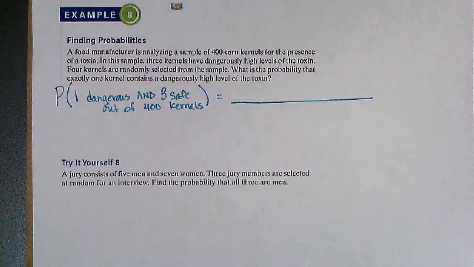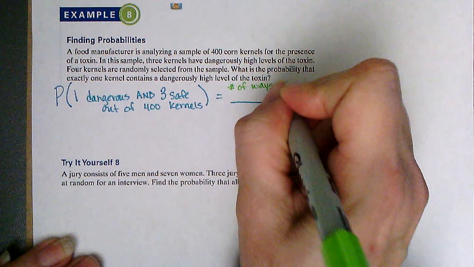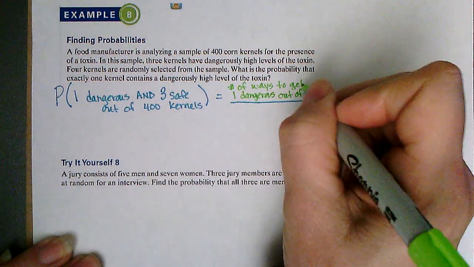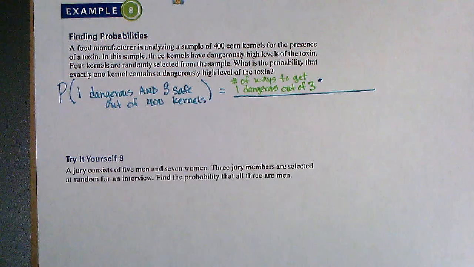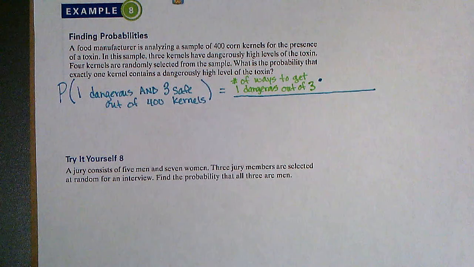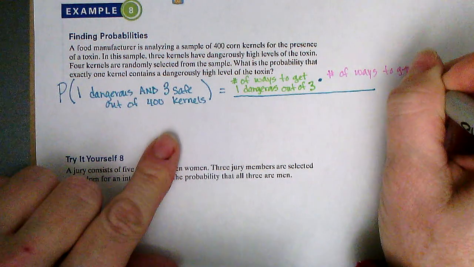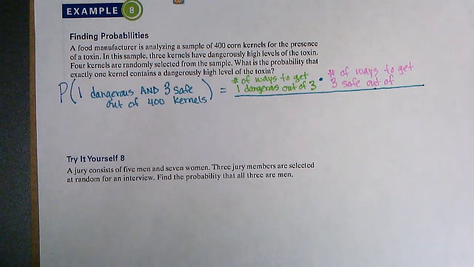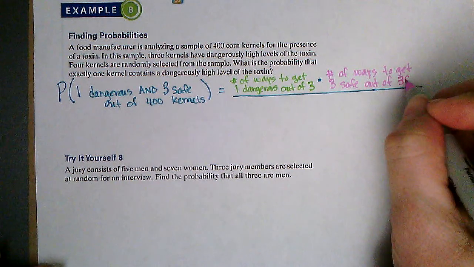So I am going to need to know the total number of ways to get 1 dangerous kernel. So I need the number of ways to get 1 dangerous out of how many dangerous kernels do I have? There are 3. So 1 dangerous kernel out of 3 times, because it's "and", the number of ways to get 3 safe out of, well, how many safe kernels are there? I have 400 in my sample. 3 have dangerously high levels of toxins, so 3 safe out of 397 that are safe.